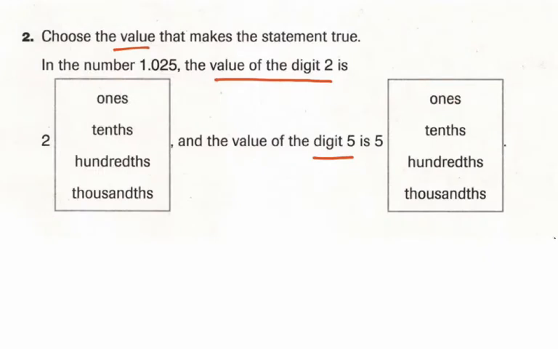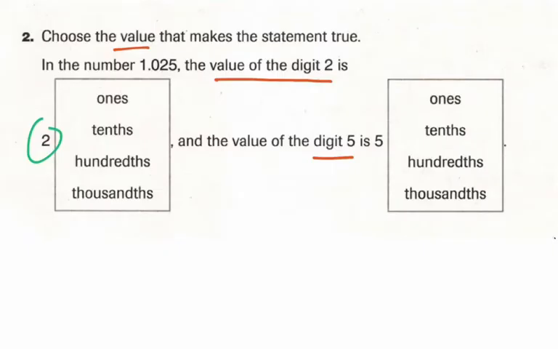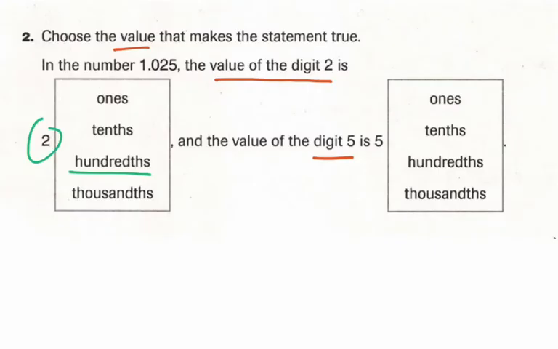Problem number 2, choose the value that makes the statement true. The number 2, again, you're looking at the place value charts. If you look at the number 2, that is in the hundredths place. So 2 is in the hundredths place, and 5, if you place the digits in the place value, you'll see right here that it's in the thousandths place. So 5 would be in the thousandths place.